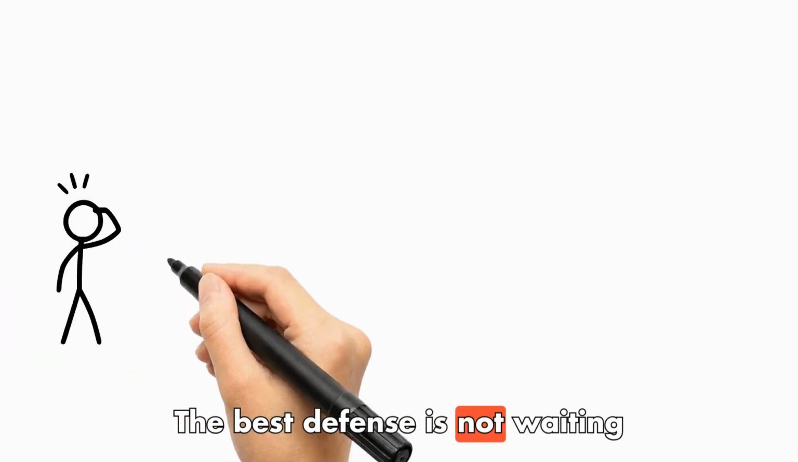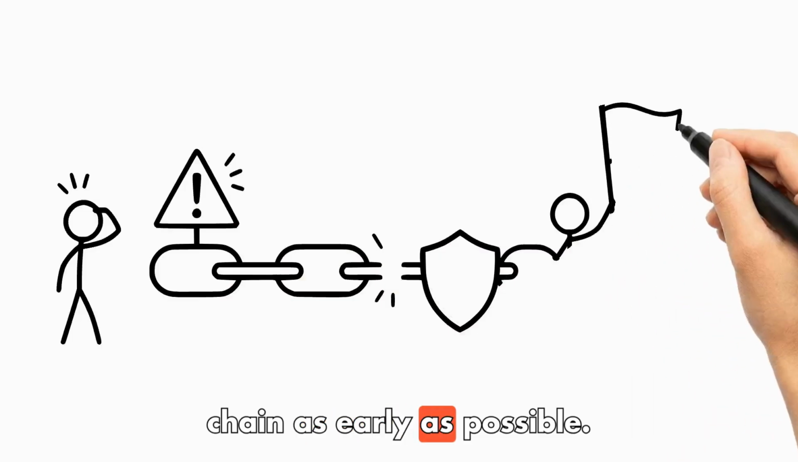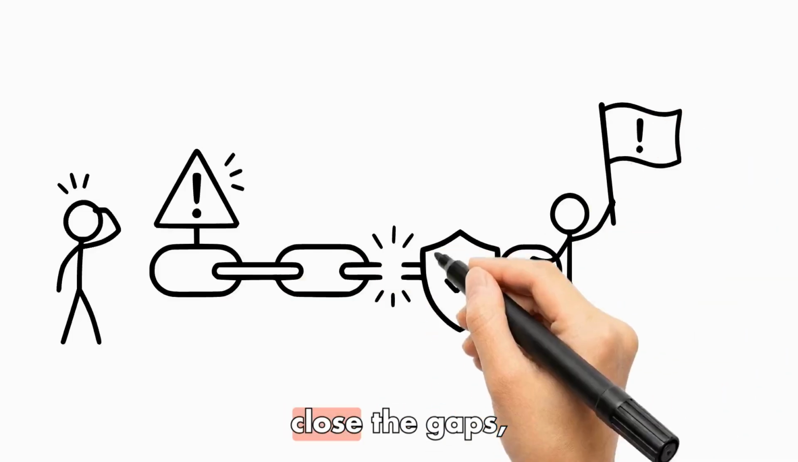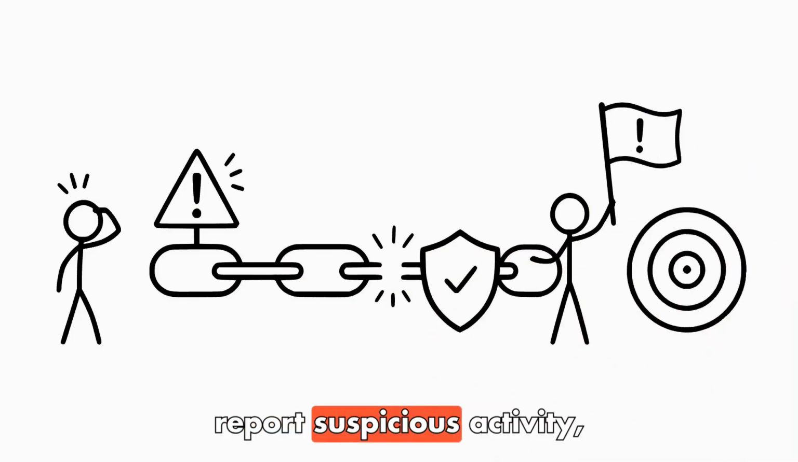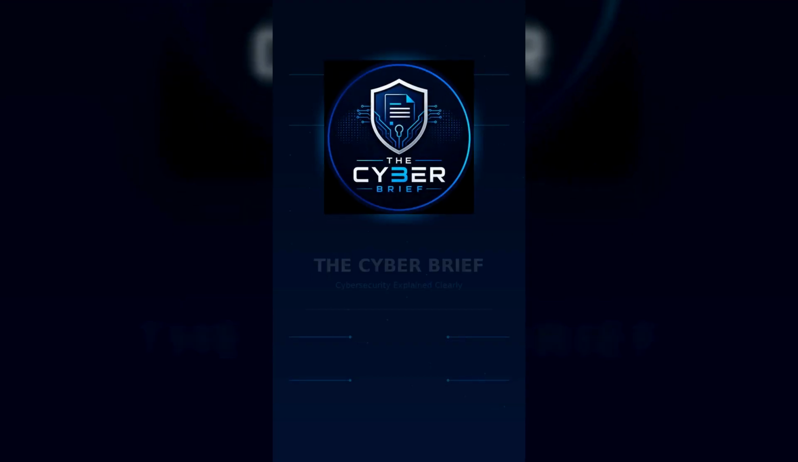The best defense is not waiting for the final damage. The best defense is breaking the chain as early as possible. Notice the clues, close the gaps, report suspicious activity, and make every step harder for a threat actor.